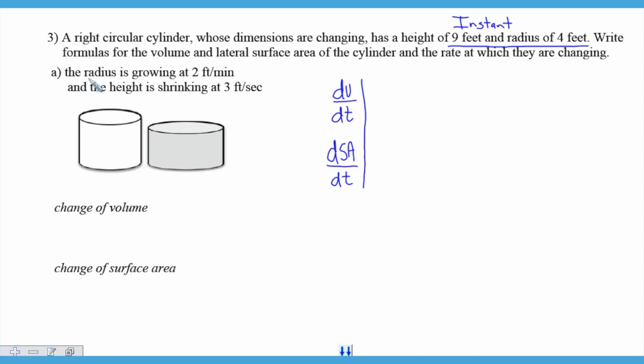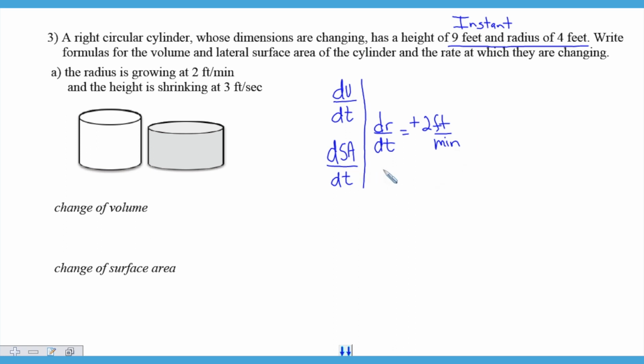And let's see what I know. The radius is growing at 2 feet per second. So guess what we call that? dr dt, right? Radius is changing with respect to time. And it is growing, so that's a positive. I'm doing that for emphasis, feet per minute. You don't have to put a positive there. Just kind of thinking it through.